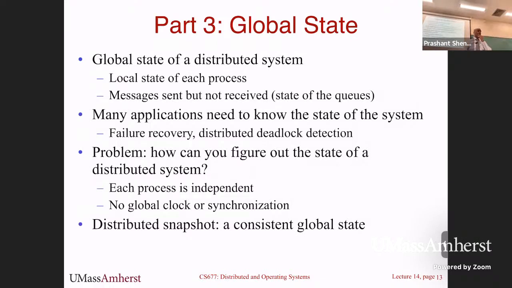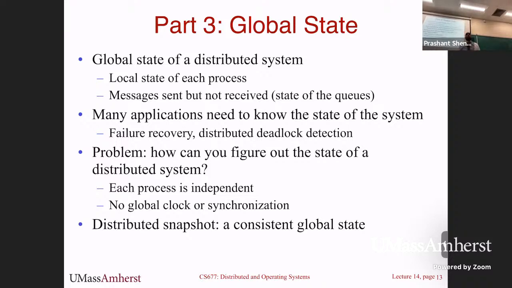I'm going to talk about a different idea from clock synchronization, and this is called global state of a distributed system. Let me define what this is, and then I'm going to give you an example of why we care about it. Then we'll see one way by which we can capture global state. So what is a global state of a distributed system? A global state of a distributed system is the local state of each process in the system and all the messages in the system that are in transit, which means they have been sent and not received.